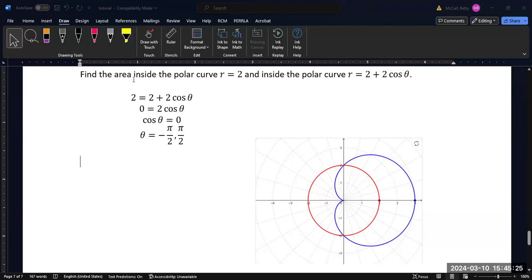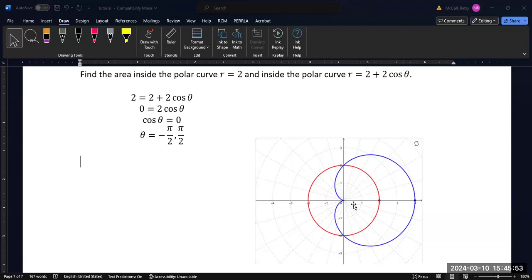In some problems, they will say inside one curve and outside the other curve. And sometimes they will say outside this curve and inside the other curve. And sometimes they will say shared area between the two curves, inside both curves. So you want to be very careful when you're reading these problems because changing one word can change the region that you're trying to solve for.